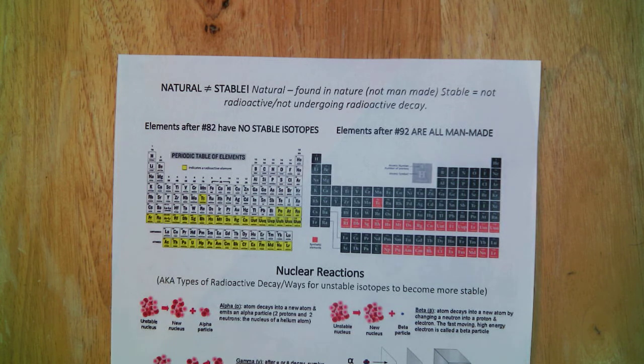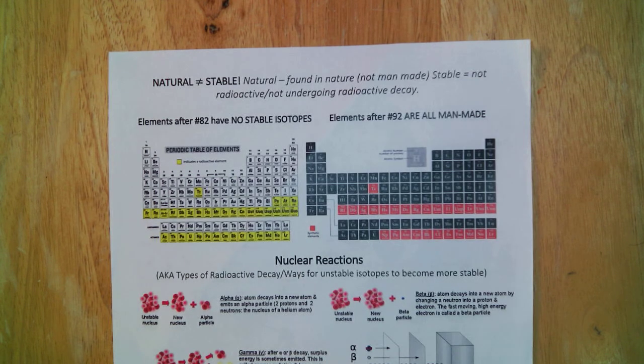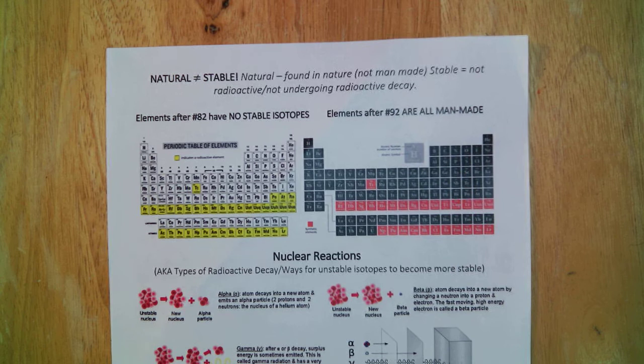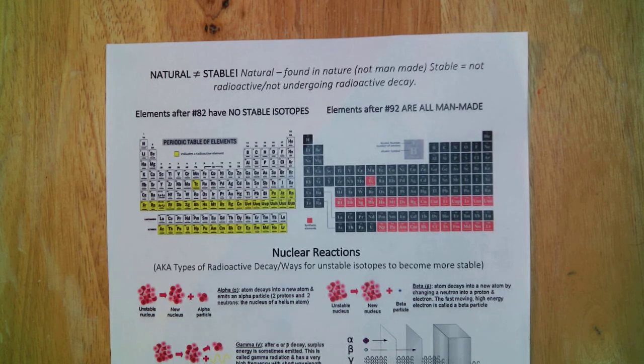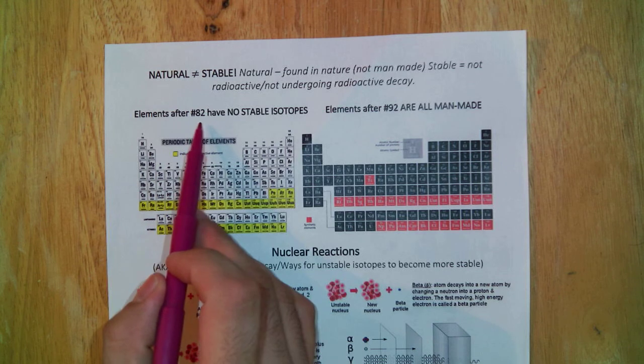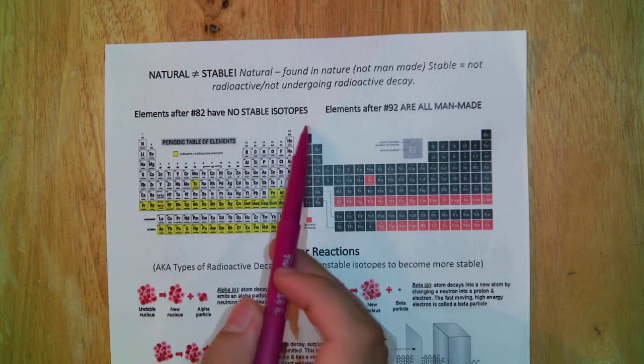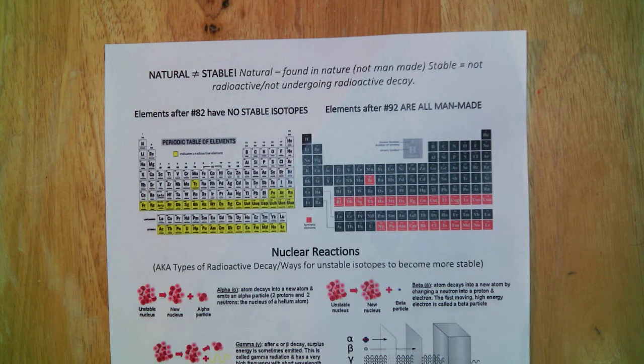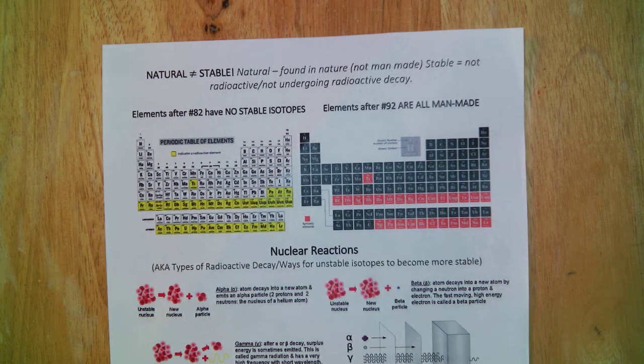Natural means that it's found in nature, that it's not man-made in the lab. Stable means that it's not radioactive or undergoing radioactive decay. So we have to be careful of those two terms. We looked at elements after atomic number 82 are going to be the ones that don't have any stable isotopes at all. Elements after atomic number 92 are all man-made in the lab. They don't exist naturally.